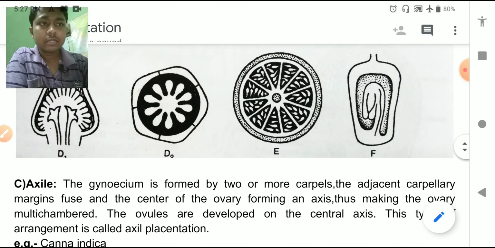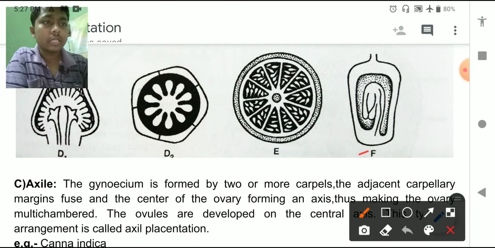They look like this. This is a single chamber, and a single ovule can be born in this ovary. So this is the ovule. I hope this is clear.